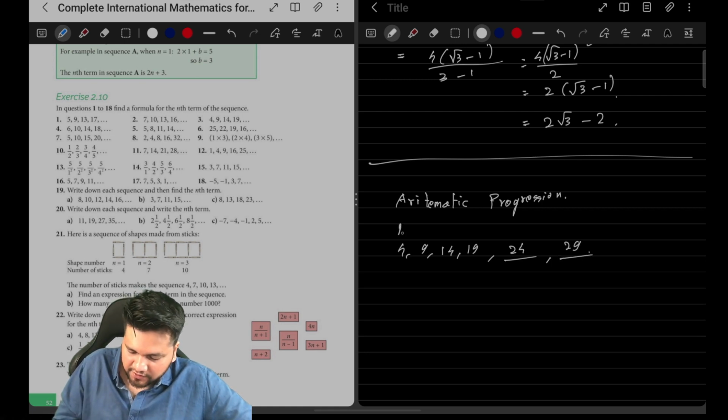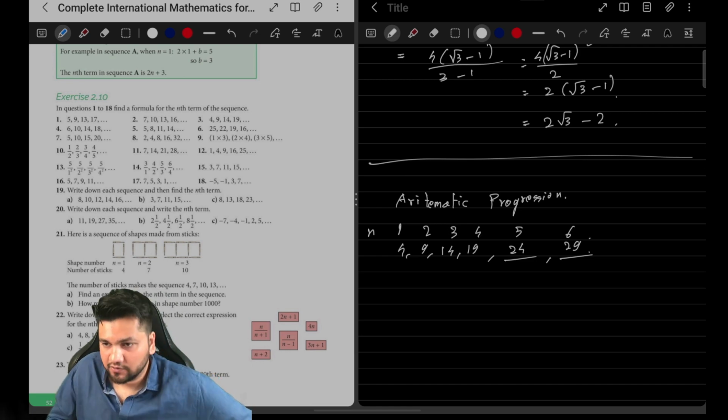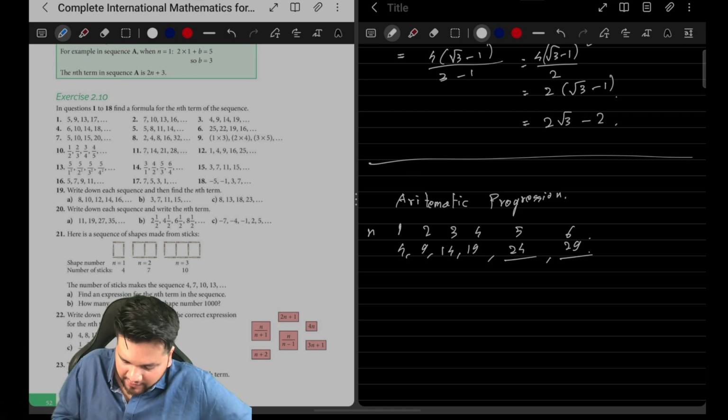So as you can see, this is the first term. This is the second term. So I can write this as n. n stands for which term it is. So first term is 4, second term is this, third term is this, fourth term is this, fifth term is this, sixth term is this, and so on. Okay, 6, 7, 8, 9 we can still figure out by adding 5 to it. But if I ask you the 100th term, then how will you figure it out?